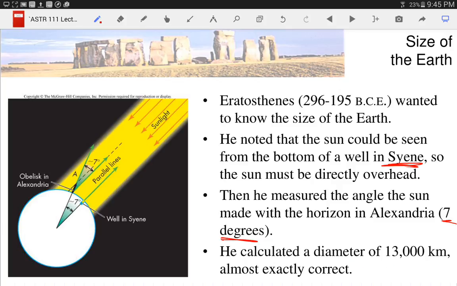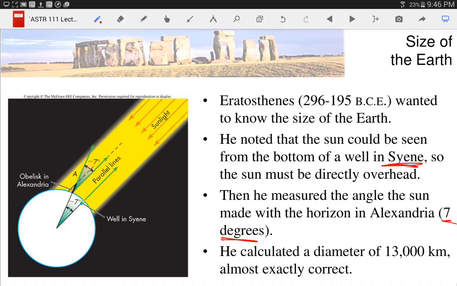He just knew how far it was from the city of Syene to Alexandria. But he had his buddy in Alexandria, for which Alexandria, Virginia is named, measure the angle of the sunlight using the shadow from the obelisk in Alexandria. And he said, well, when you said the sun was right overhead at Syene, it was 7 degrees off here in Alexandria. So he says, okay, it's this far to Alexandria, and we had 7 degrees, which is, of course, 7/360th of a full circle.